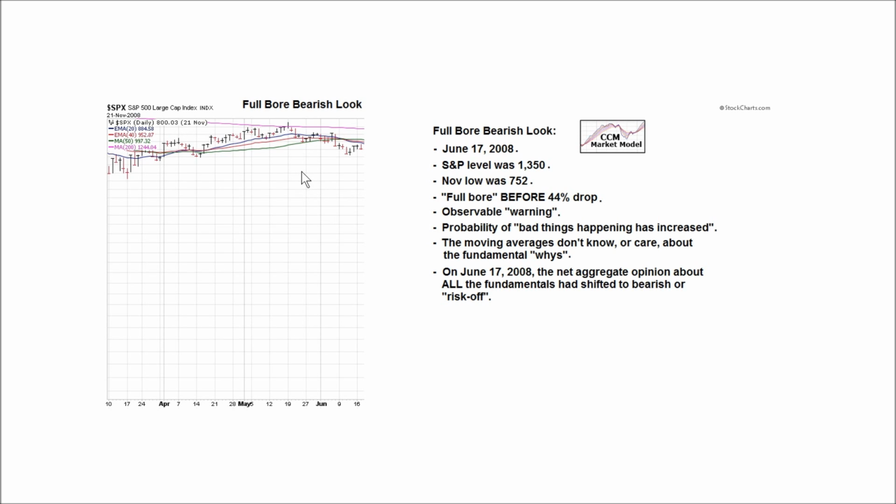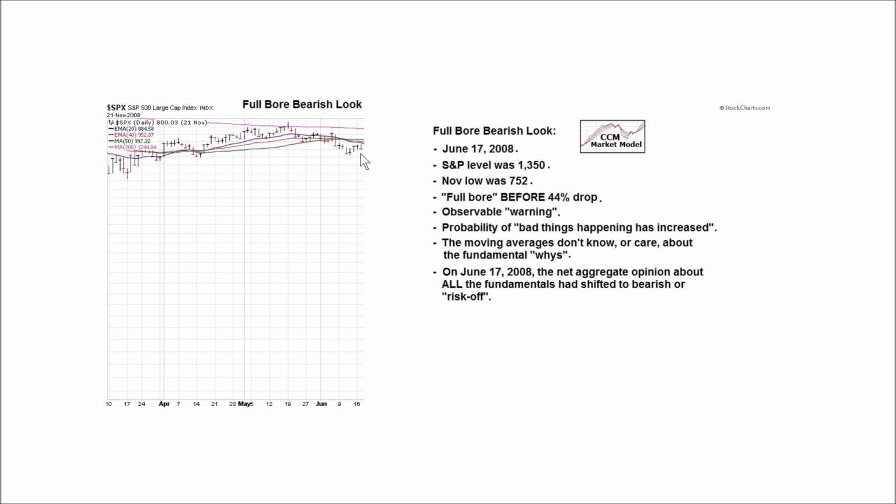The beauty of the math is the moving averages don't know the whys. They don't know why the aggregate opinion has now shifted to risk off, which is what this full-bore bearish look is telling us. It looks bearish at the dot-com bust, it looks bearish in the financial crisis, and it looks bearish during the flash crash for different fundamental reasons.